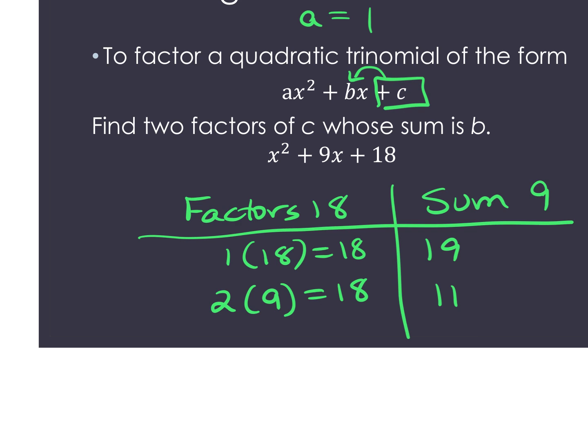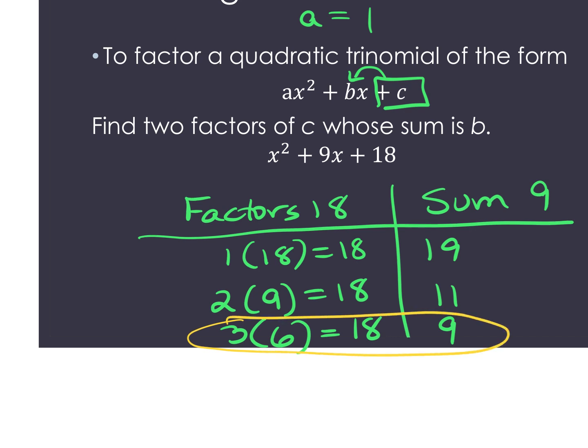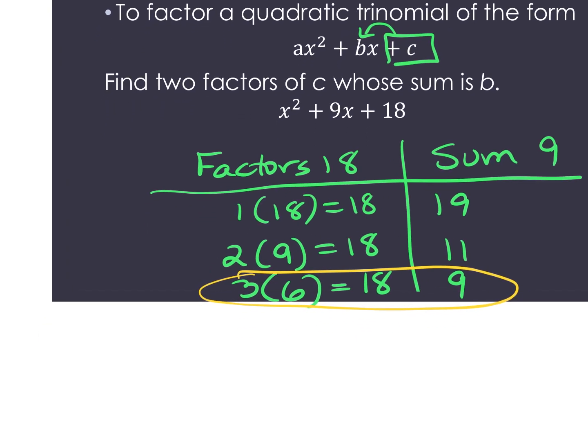So now I got to try another one. And that would be 3 times 6. That will give me 18 when I multiply. And when I add it, I get the sum I was looking for. So the two factors of 18 that give me a sum of 9 are going to be 3 and 6. So now you'll take those factors and you're going to set up your binomials.